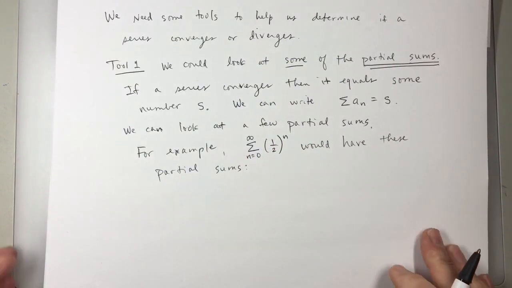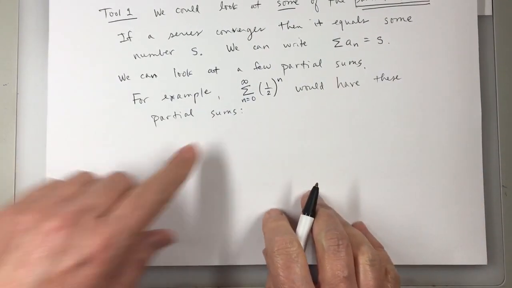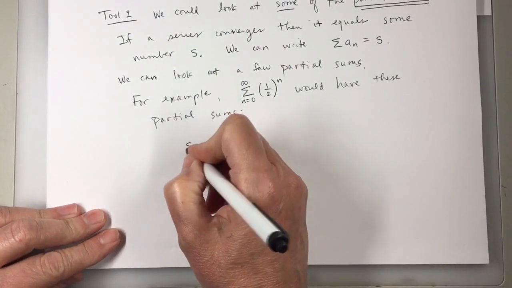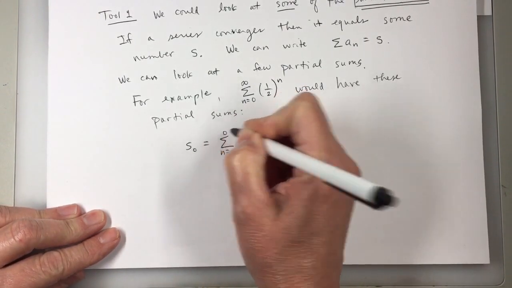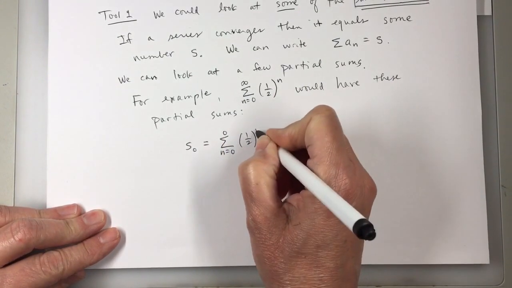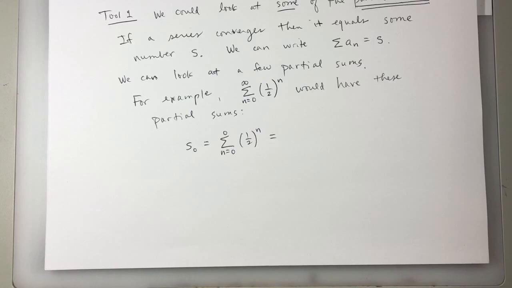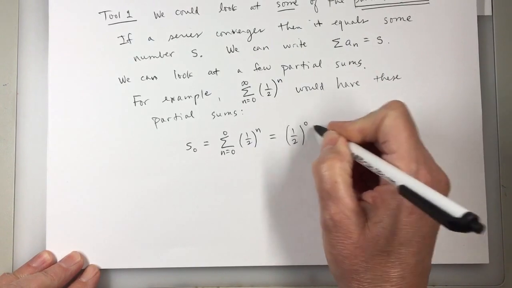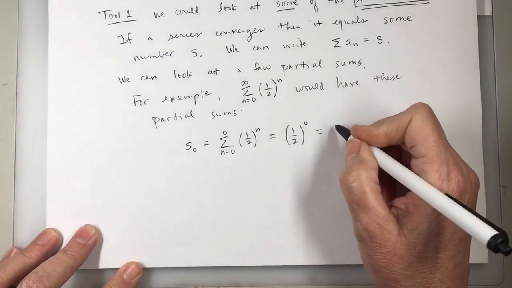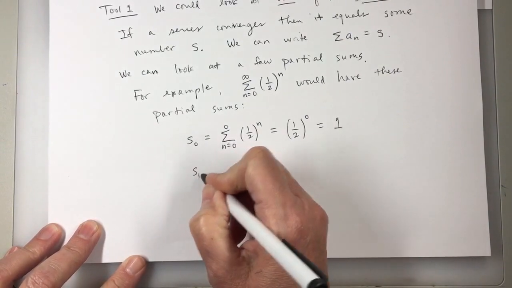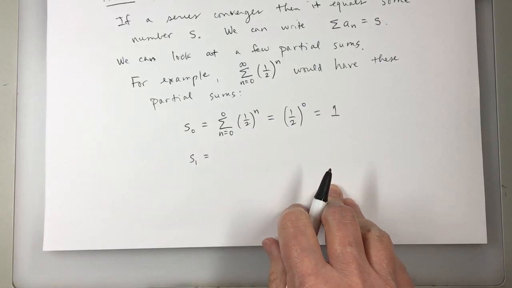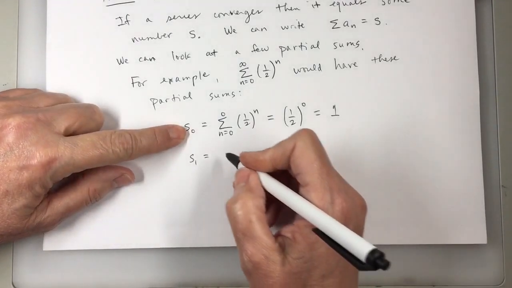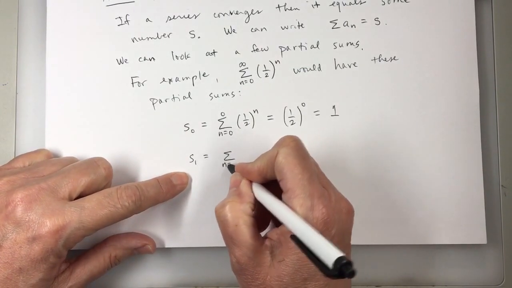Now I'm going to call the first one S sub 0 because I'm starting with 0. S sub 0 is the sum as n starts at 0 and stops at 0 of 1/2 to the n. So that's just 1/2 to the 0. And that's going to be what number? 1. S sub 1, normally I think of the first partial sum as just having one term, but since I'm starting this one with S sub 0, my S sub 1 here will have two terms.